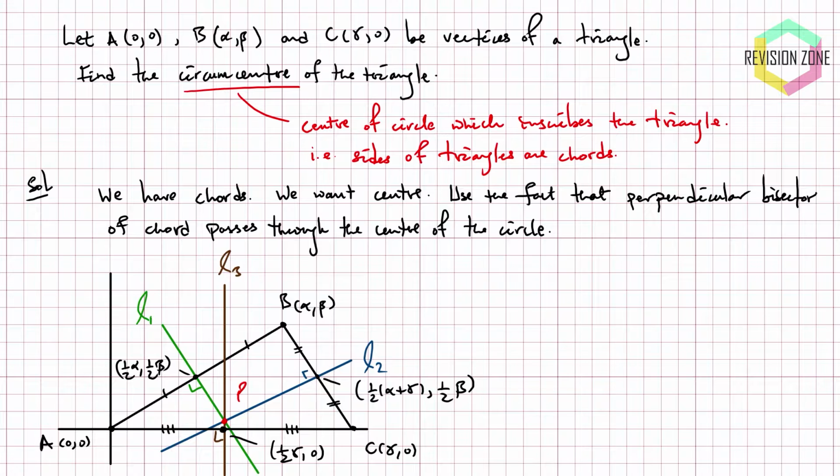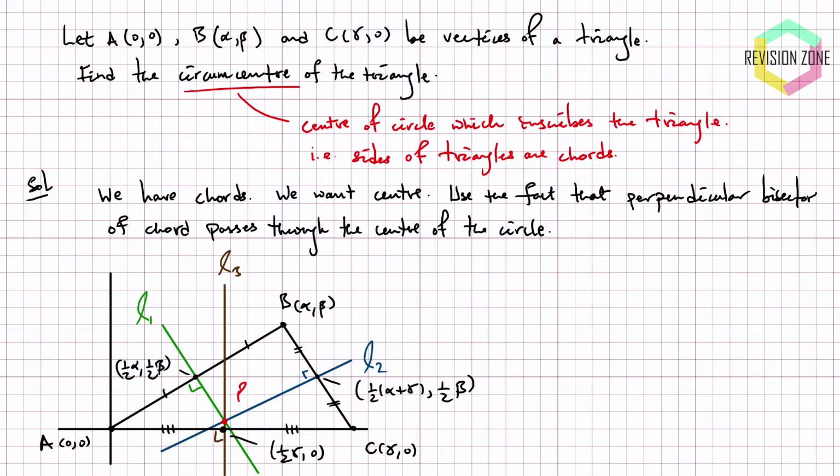So 0 plus alpha divided by 2 is just half alpha. And likewise, you do the same for y. 0 plus beta divided by 2 is just a half beta. So that gives us this coordinate, the midpoint of AB. And we do the same for B and C. So alpha plus gamma is alpha plus gamma, but then we have to halve it. So we get a half of alpha plus gamma. And beta plus 0 is beta. We halve it, we get a half beta.